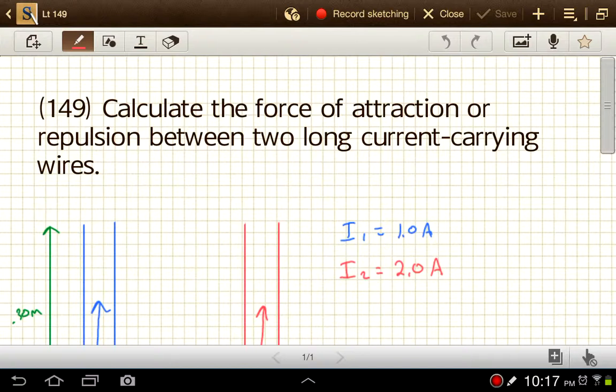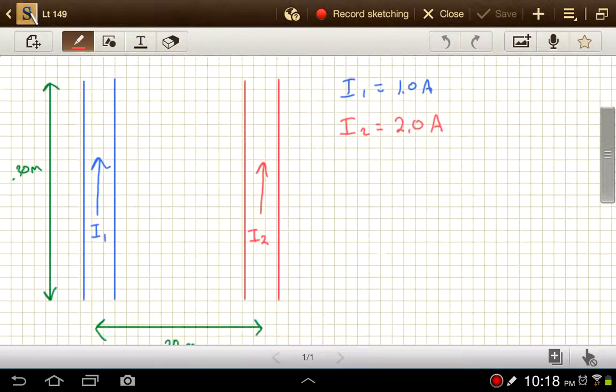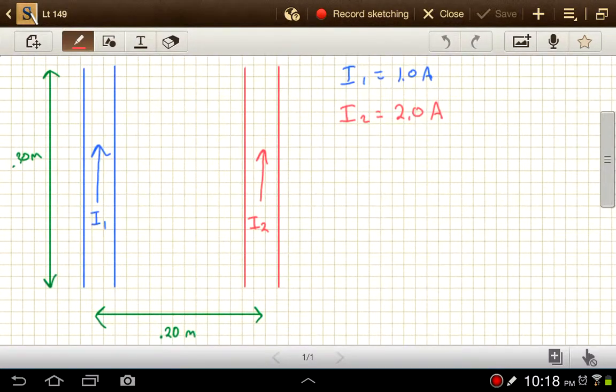So, if we have two wires next to each other, we can look at the magnetic field created by one at the location of the other and note that there must be some kind of a force between those two wires as a result of each of them having current running through them. So let's examine that for this situation.